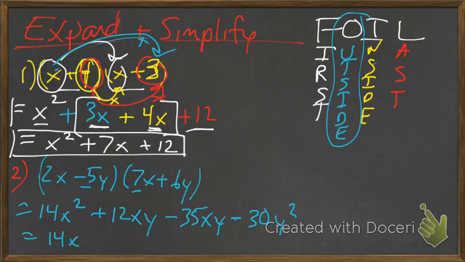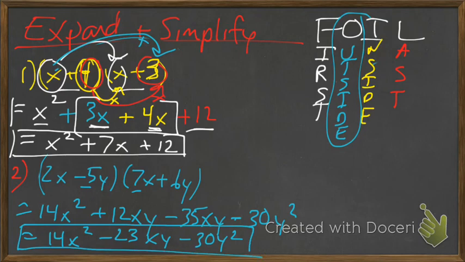14x squared remains the same. If I have negative 35 and positive 12, that should be negative 23 together. So subtract 23xy, and then that negative 30y squared is still there because I can't change it. So that's our final answer for that equation.